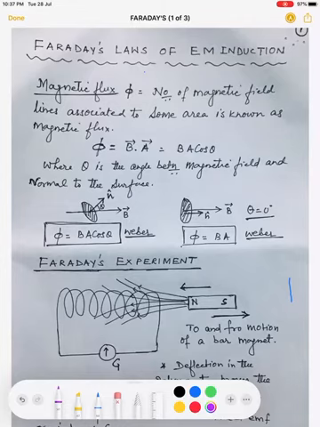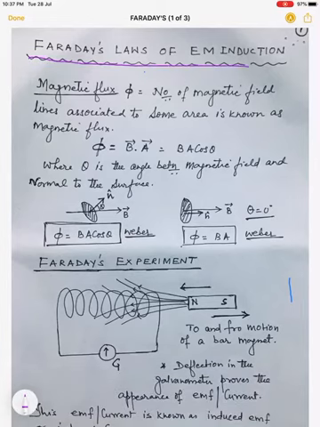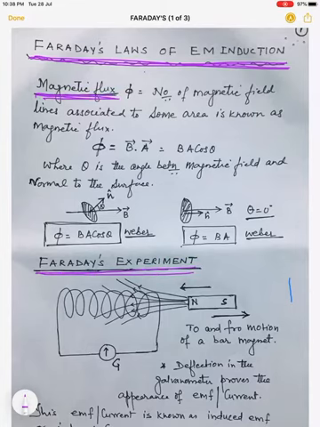From today, we have to start a very important topic of class 12th, that is Faraday's laws of electromagnetic induction. The word is electromagnetic induction. The phenomenon was first demonstrated by Faraday actually. So, before we go for the basics of Faraday's experiment, we should know about the magnetic flux.